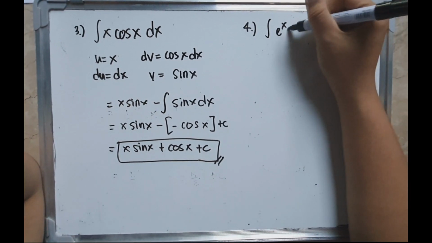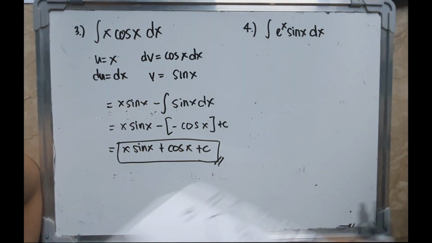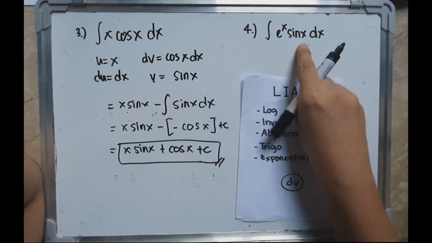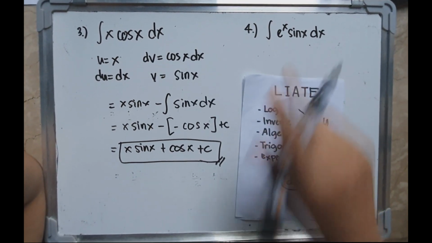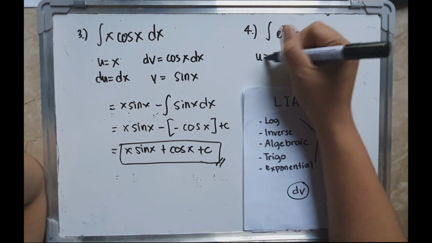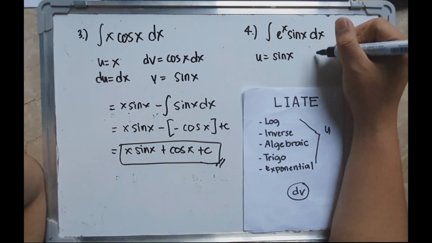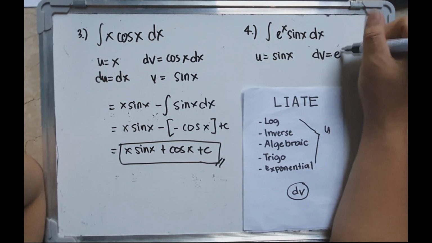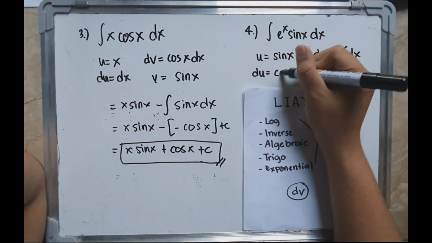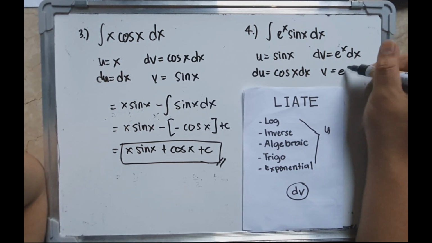Integral of e to the x sine x dx. Again, according to our guide right here, the order should be in this one. We have a trigonometric and we have an exponential function. So we will assign the trigo as the u. U will be sine x. And the dv should be e to the x dx. The derivative of u, the derivative of sine, that is cosine x dx. The integral of e to the x dx, that is again e to the x.